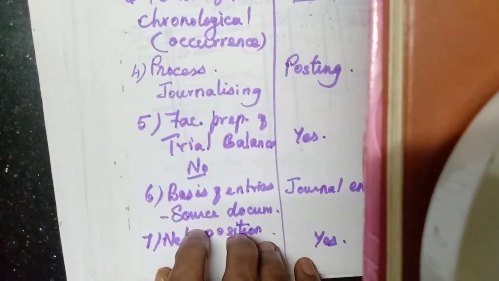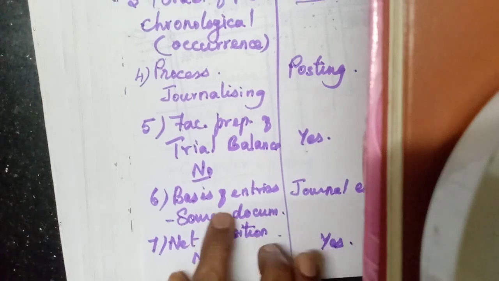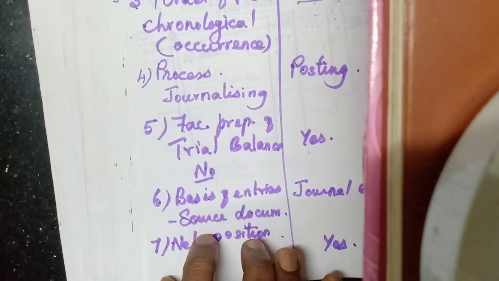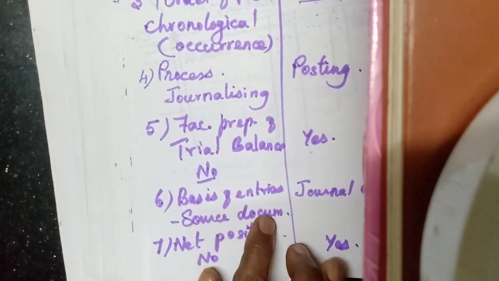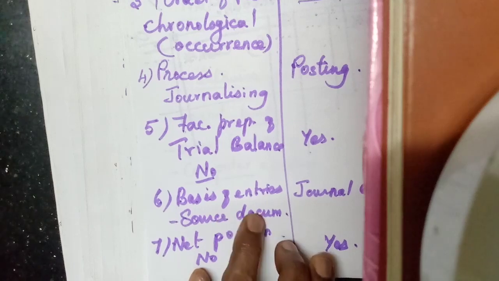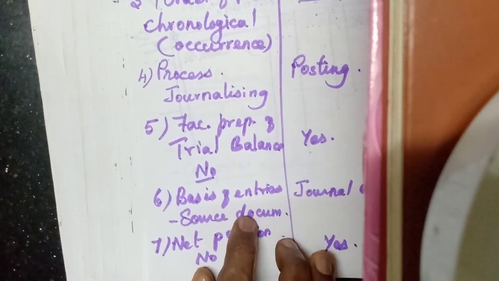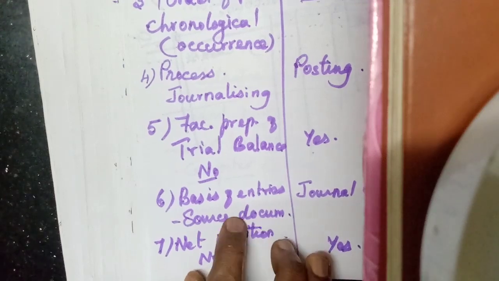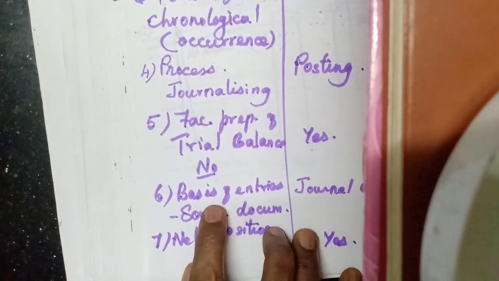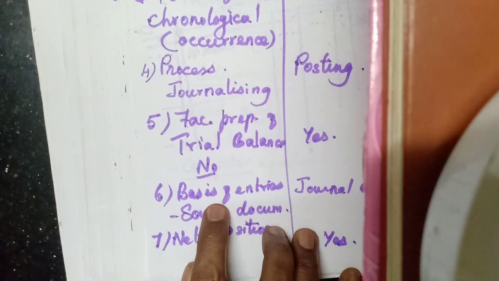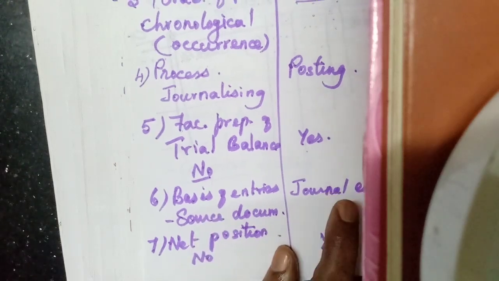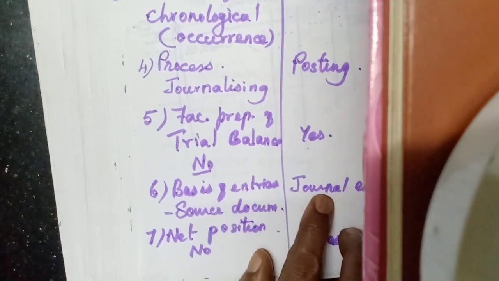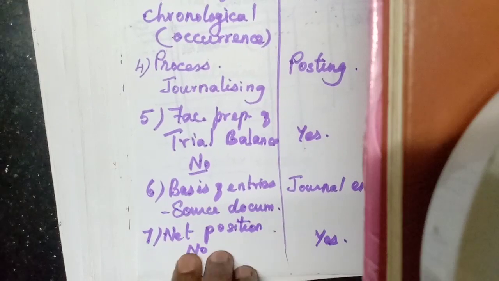The basis of entries. On which basis are the entries made in the journal? Journal entries are made on the basis of source documents, with the help of invoice or voucher or pay-in slip with the bank, or withdrawal form or cheque. With those source documents only, we will prepare the journal entries. But in the ledger, on the basis of journal entries, we will post them in the ledger accounts.